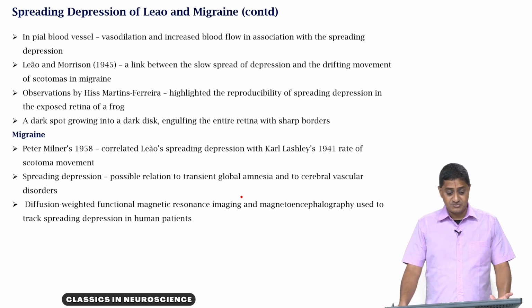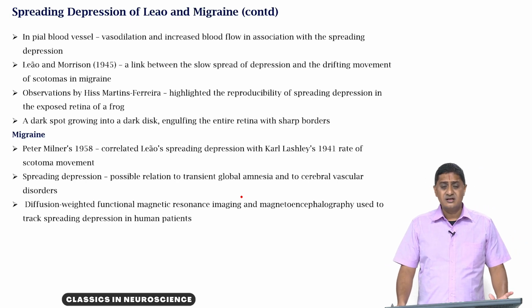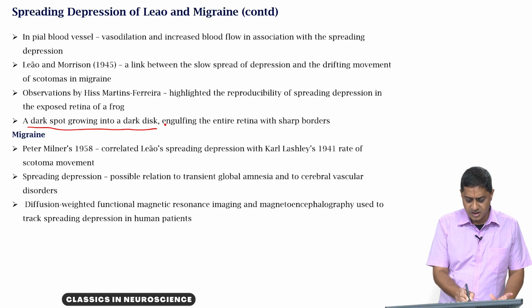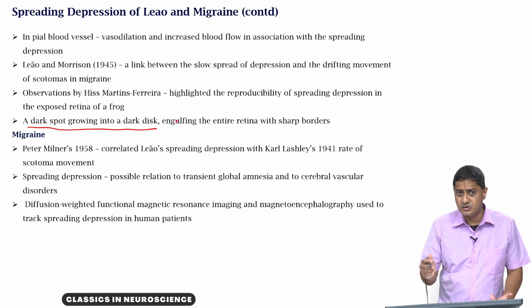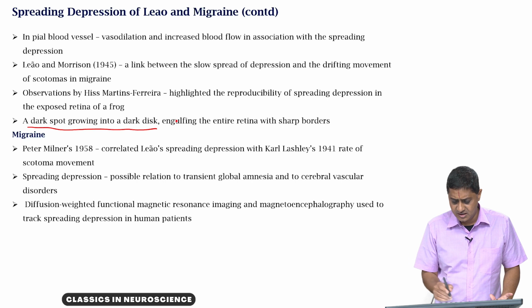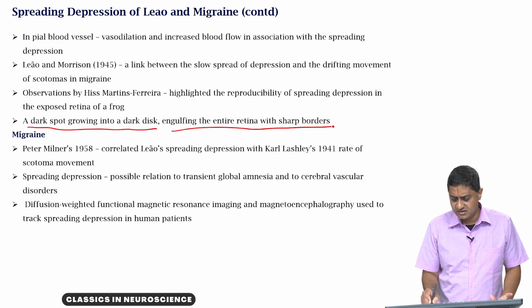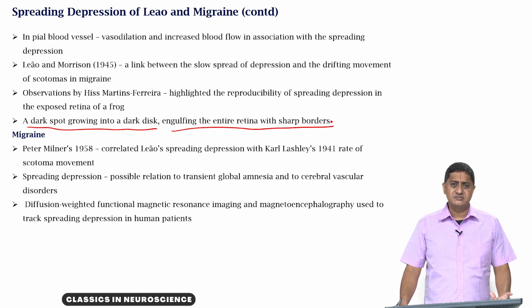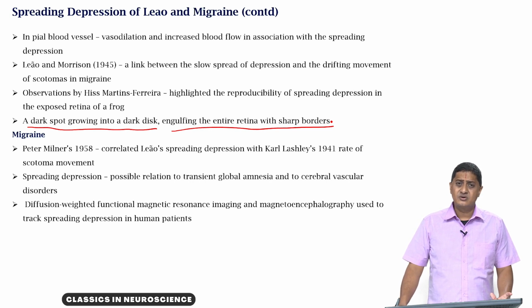Also, the observations by Martins Ferreira highlighted the reproducibility of spreading depression in the exposed retina of a frog, where a dark spot grows into a dark disc and continues to grow at a slow but steady rate, finally engulfing the entire retina with sharp borders. Of course, there were others who corroborated this research.